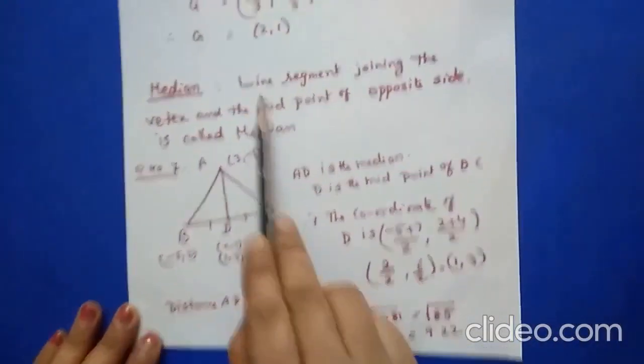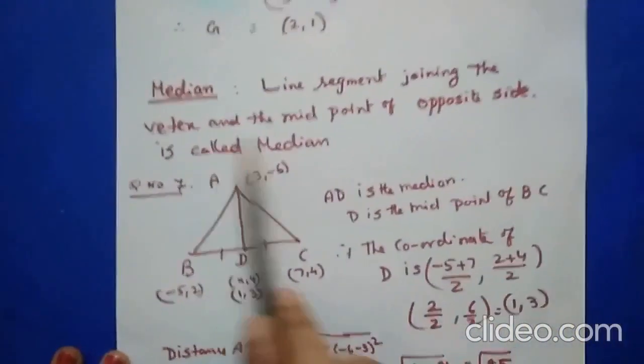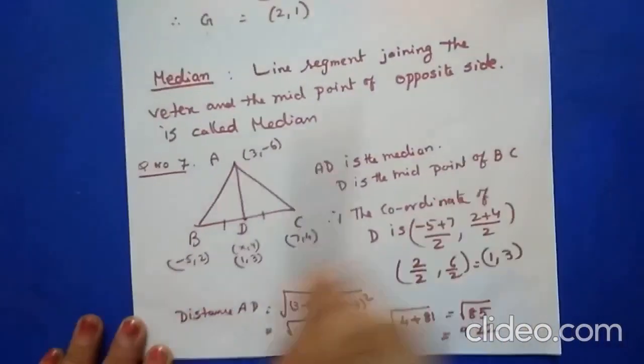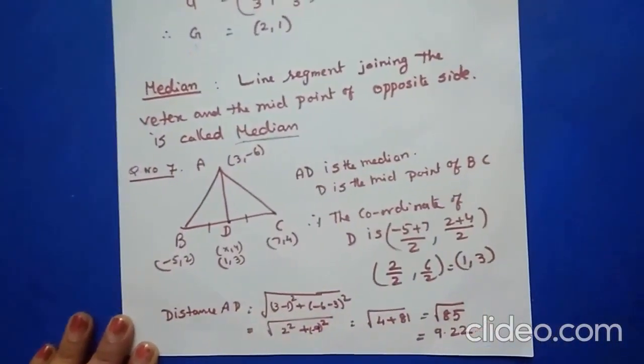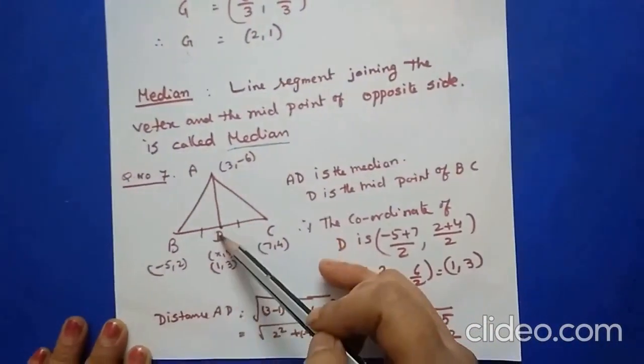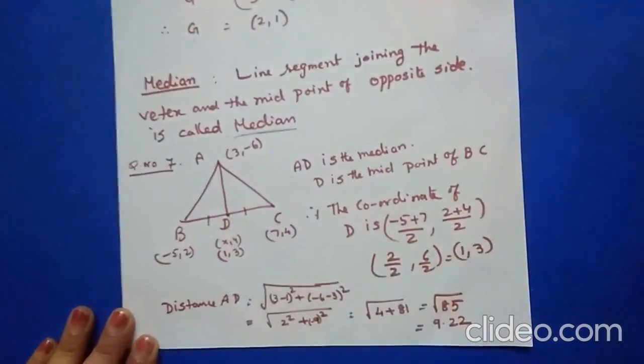So, you have to remember what a median is. The line segment joining the vertex and the midpoint of the opposite side is called a median. So, median means you join the vertex to the midpoint of the opposite side. So, this D is the midpoint.